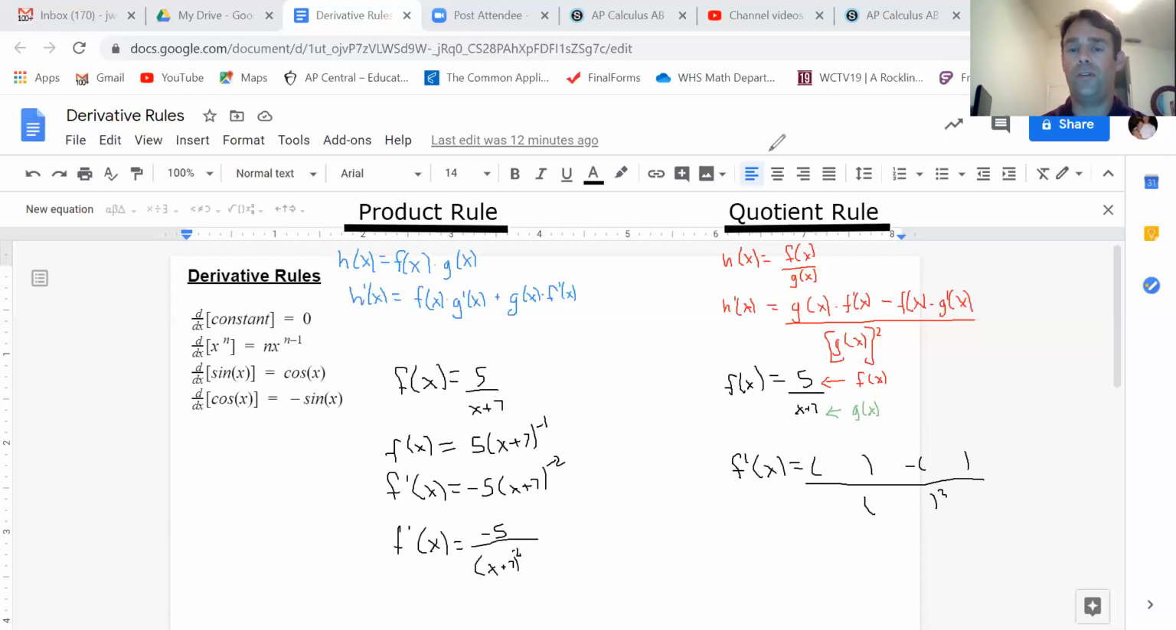I take our first function, or the bottom function, g of x, and I plug that in the first parenthesis. The derivative of the second function, the derivative of f of x, that's 0, minus the top function times the derivative of the bottom function. The derivative of x plus 7 is 1, all over the bottom function squared.